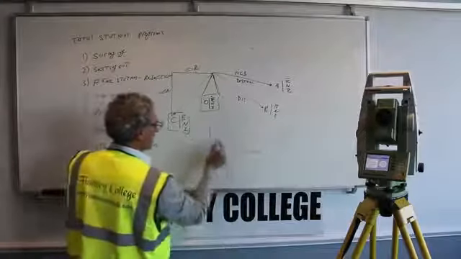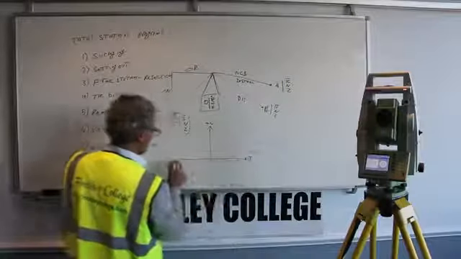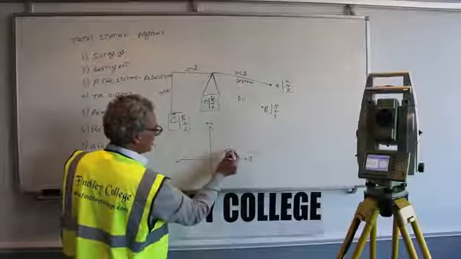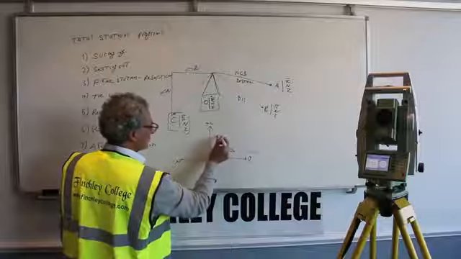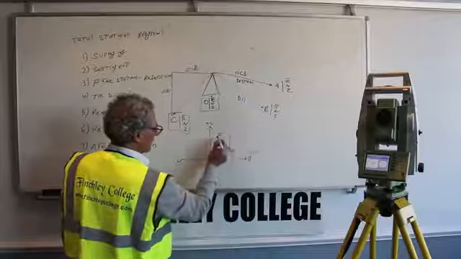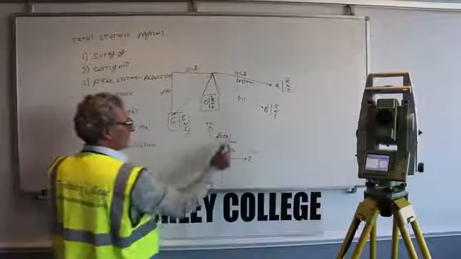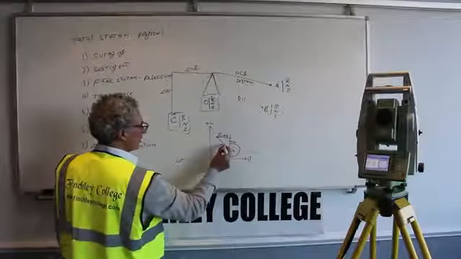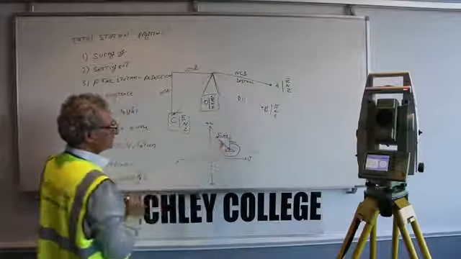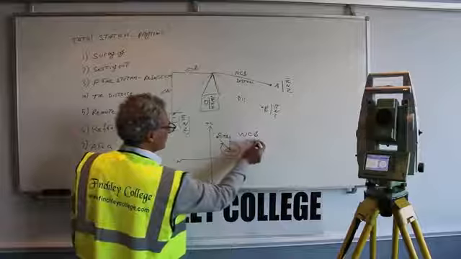On a rectangular coordinate system, for example, the instrument can be set up here, and you're trying to set out this point, point C. The instrument immediately calculates the difference in easting and northing between itself and that point, and based on that, it calculates the whole circle bearing that you need to turn and the distance that you need to measure. Then it displays to you the whole circle bearing and the distance to measure.